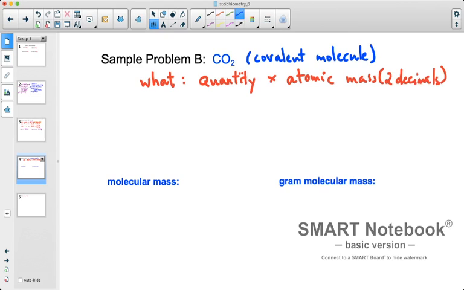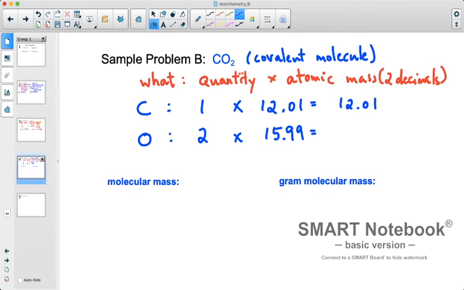So, easily, I have carbon. I have 1 of them. And when I look on the periodic table, I notice that its atomic mass is 12.01. Only 2 decimal places, do not round. I also have oxygen. There are 2 oxygens because there's a subscript of 2. And I'm going to multiply that by 15.99. Once again, I'm not rounding. I'm just taking 2 decimal places. When I multiply across, 1 times 12.01 gives me the same number, but 2 times 15.99 gives me 31.98.